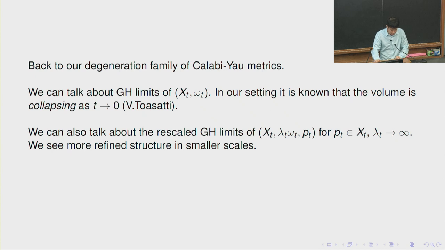But back to our degenerate family of Calabi-Yau metrics. We can talk about the Gromov-Hausdorff limits, also with this measure. In our setting, it's known that the volume has to collapse. Remember, we normalize the diameter to be one, so the volume has to go to zero. I misspelled Tosatti's name. Then we can also rescale this metric, pick a base point and a scale lambda_t, and take limits. Then we see more refined structure at smaller scales.